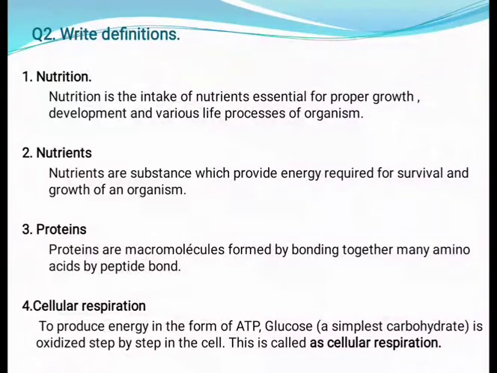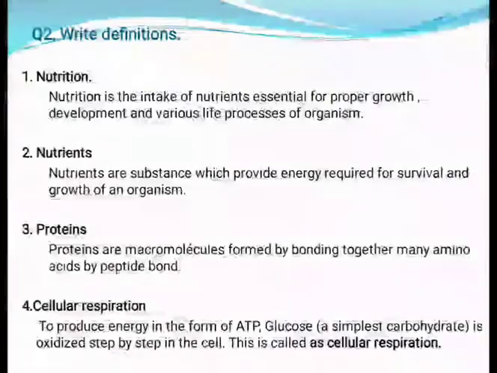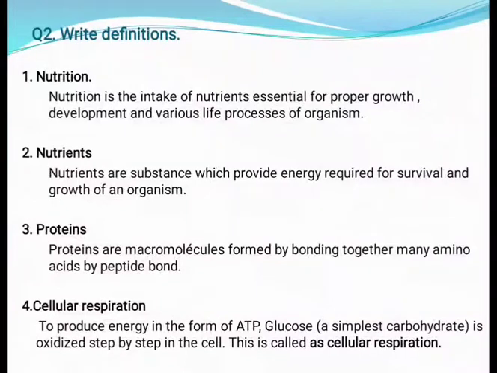Okay. The next, that is third, protein. Proteins are macromolecules formed by bonding together many amino acids by peptide bonds. So macromolecules means what? The larger molecules. Okay, proteins are larger molecules which are formed by amino acid molecules. Many small amino acid molecules come together and bond together by peptide bonds to form a chain. Many such chains, when they come together, form a macromolecule of protein.